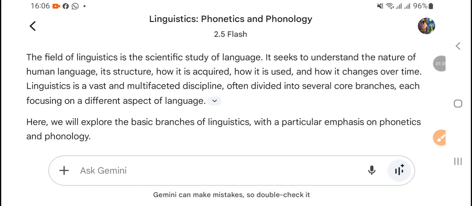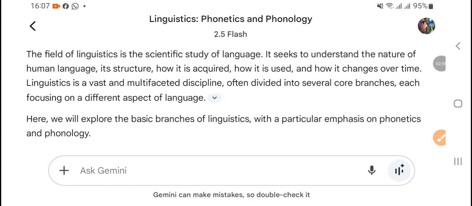interpret the language, how it is used, how we can brush up our knowledge regarding language, right? And how it changes over time. Language is not static, language is a matter of flux, it keeps on changing. So these all are part of linguistics.